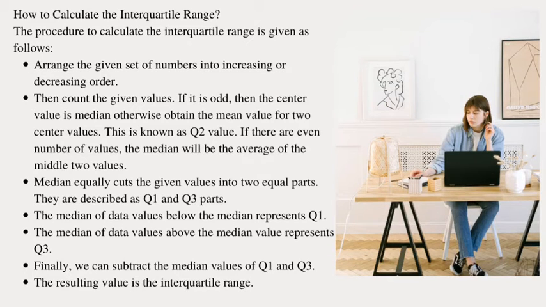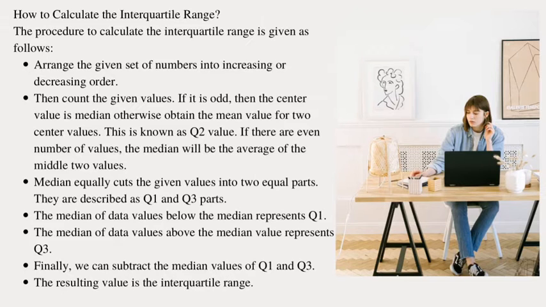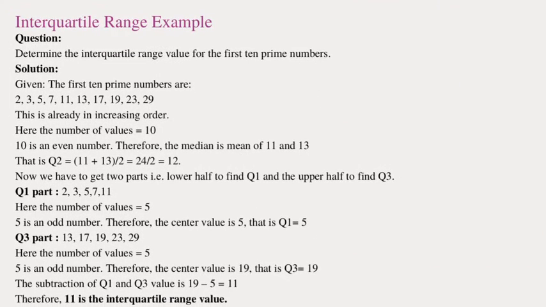If there is an even number of values, the median will be the average of the middle two values. The median equally cuts the given values into two equal parts. They are described as Q1 and Q3 parts. The median of data values below the median represents Q1, and the median of data values above the median represents Q3. Finally, we subtract Q1 from Q3. The resulting value is the interquartile range, or IQR. Here is the example.